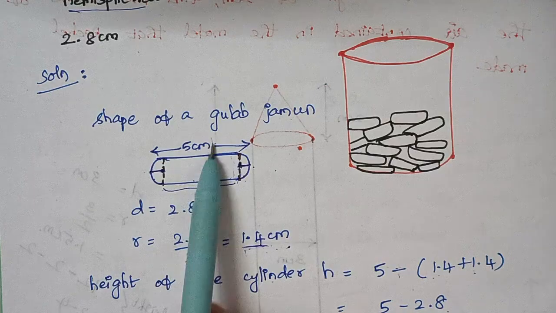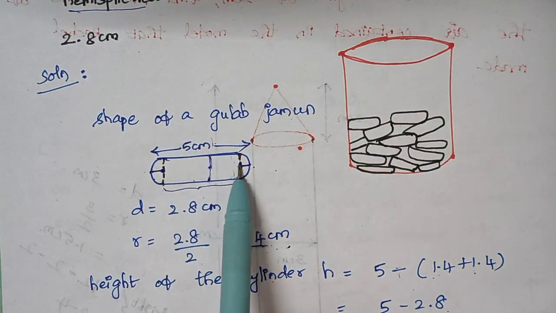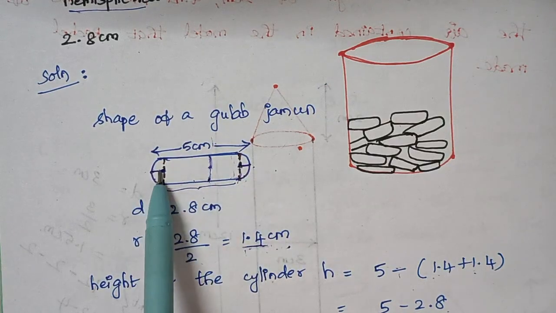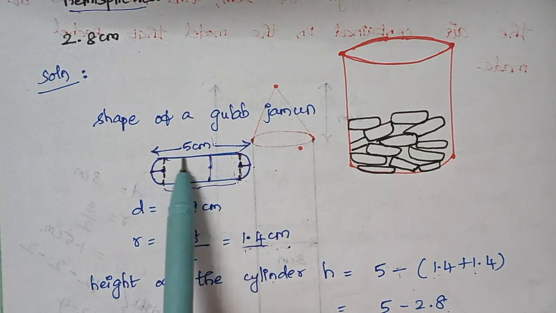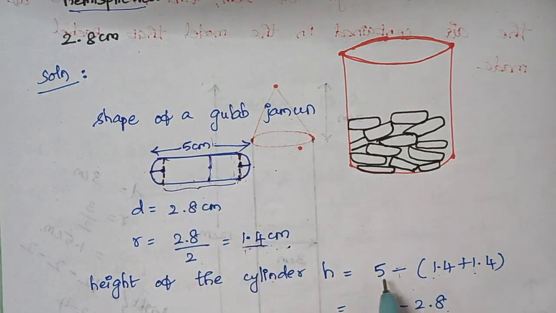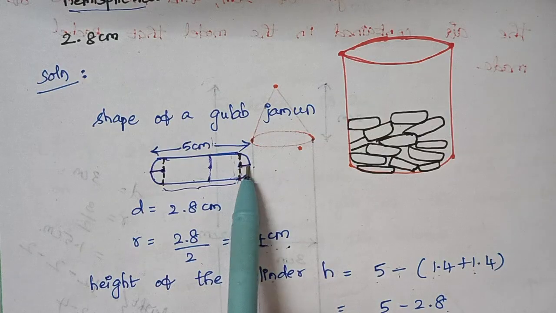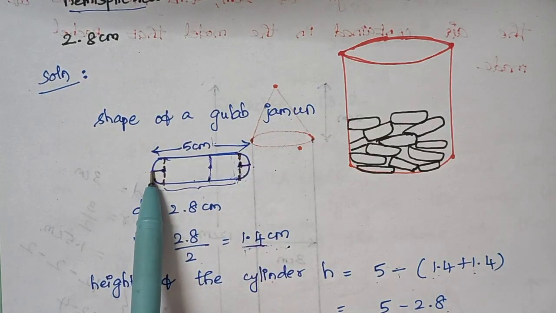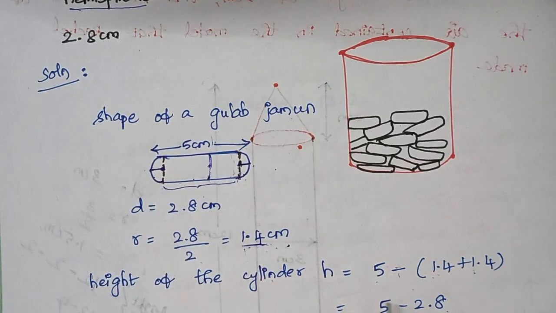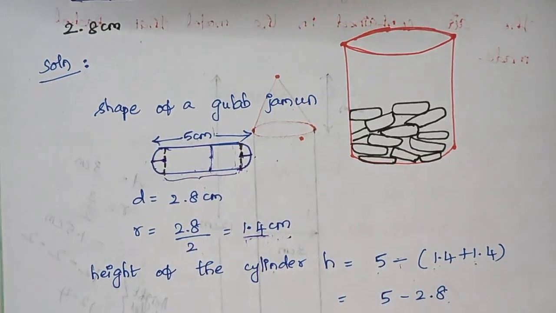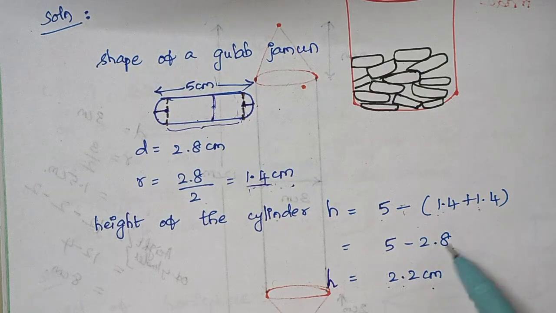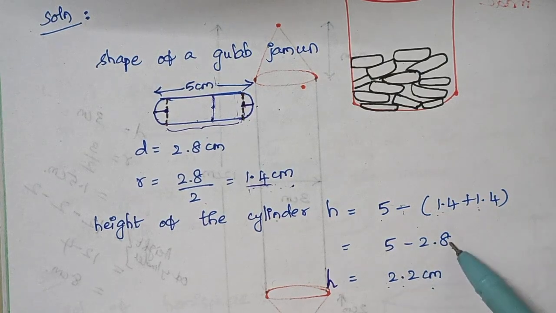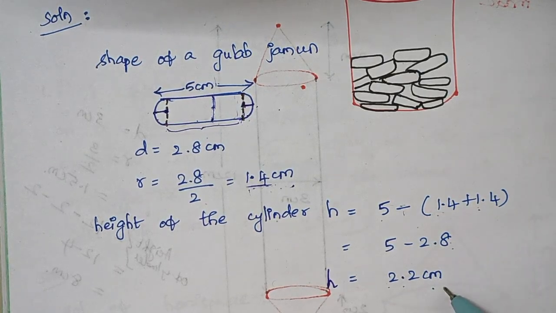So from 5 you have to reduce this part as well as this part so that you can find the height of the cylinder. So it is 5 minus 1.4, and here also it is the radius of the hemisphere, which is 1.4. So 5 minus (1.4 plus 1.4), which is 2.8, and 5 minus 2.8 is 2.2 centimeter, which is nothing but the height of the cylinder.